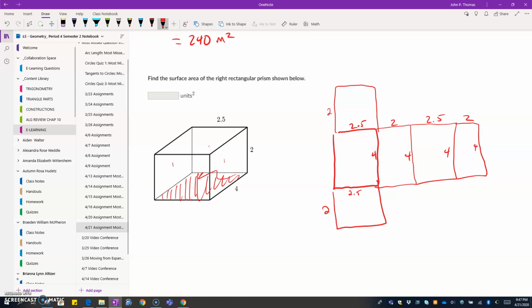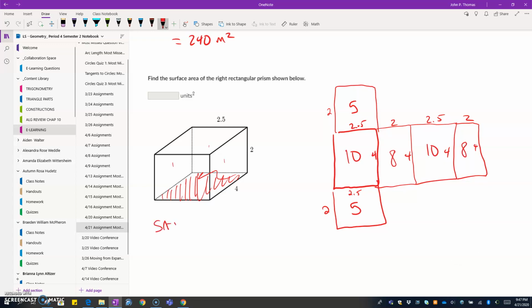So I'm going to go through and find the area of each of these sections. So we've got 2 times 2.5, which is 5, there and there. We've got 2.5 times 4, which is 10 for that piece and that piece. And then I've got 2 times 4, which is 8 for that piece and that piece.